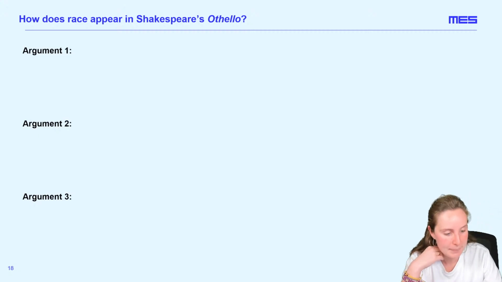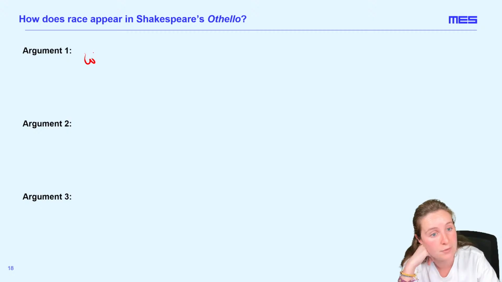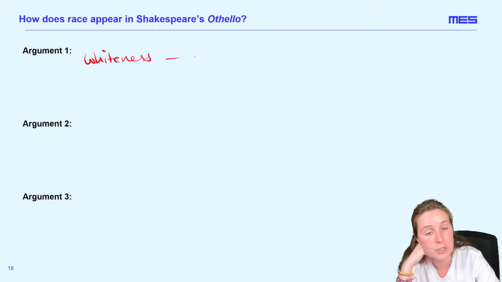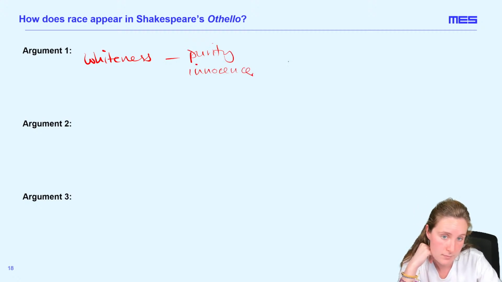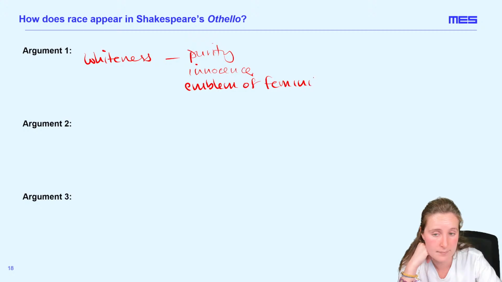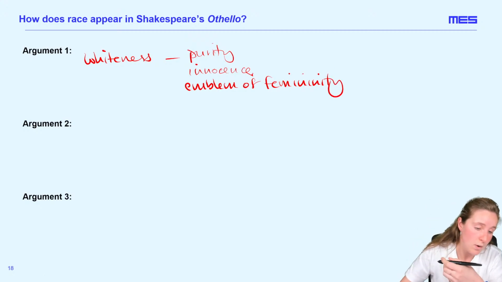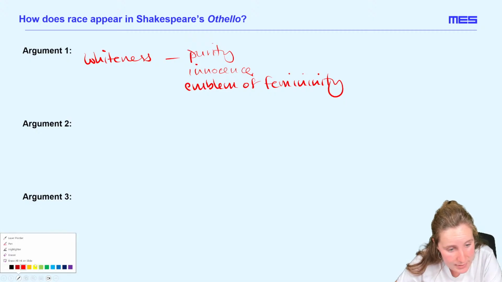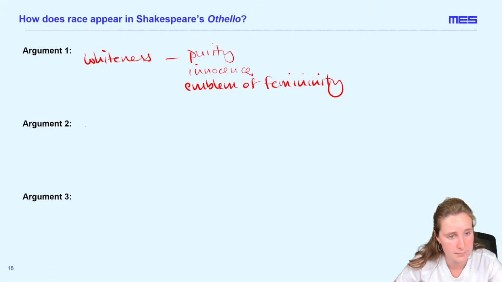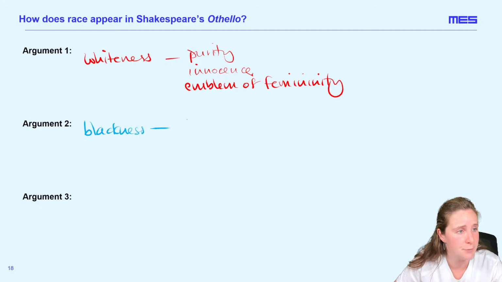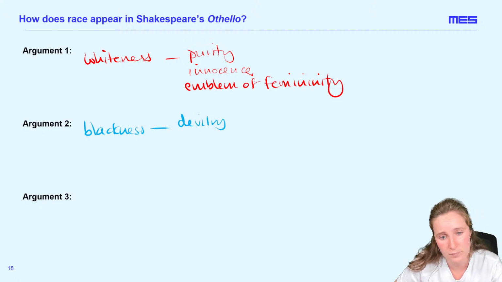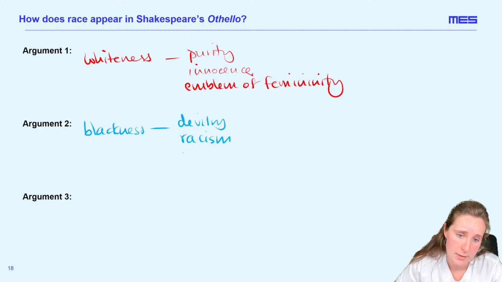So if we're thinking about how race appears in the play, we could do an entire paragraph on this idea of whiteness, right? Whiteness as purity, whiteness as innocence, whiteness as this kind of emblem of femininity. And then separately from that, we could think about blackness and how blackness is portrayed as something, as Stephen says, like a fallen angel, this idea of devilry, racism, this post-colonial lens linking it to anxieties of the time.